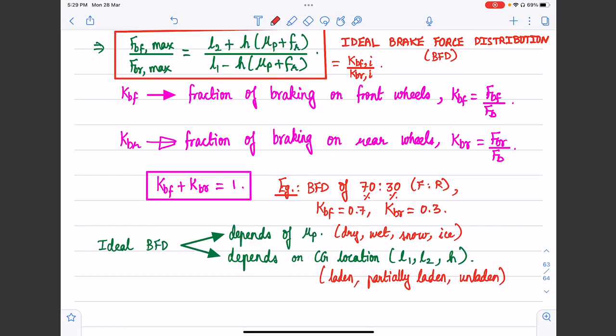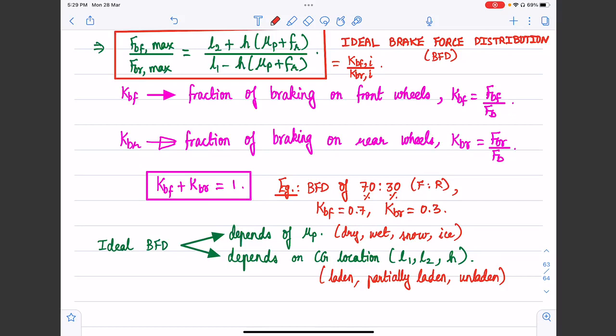Let's think about it. Say we have a passenger car. It is designed for some load rating and under some road conditions. Let us say it is supposed to operate on a dry road with a peak friction coefficient of, say, 0.9. Now it rains, and the peak friction coefficient reduces. Then the brake force distribution between the front and the rear will change.